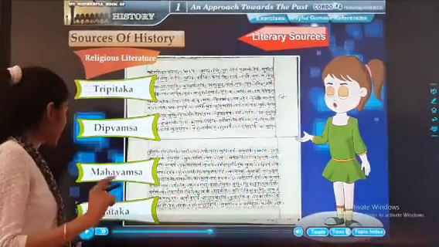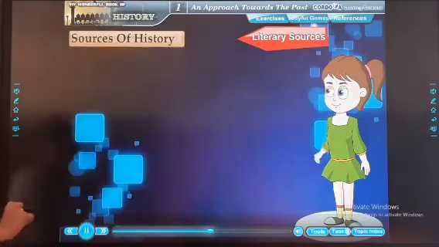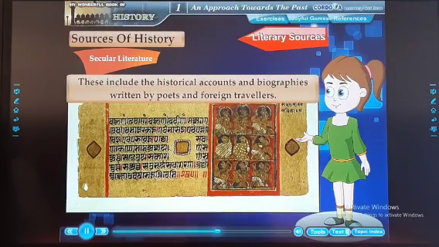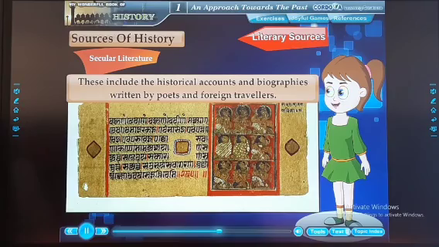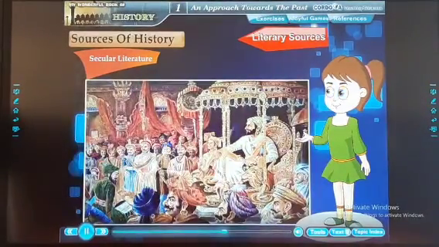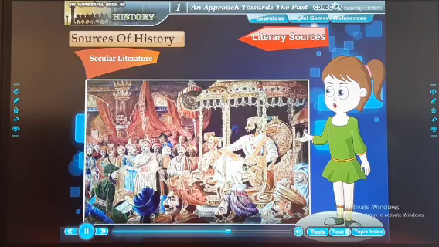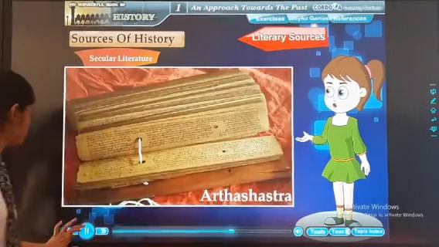Now let's look at the secular literature. Writings which are not religious are known as secular literature. These include the historical accounts and biographies written by poets and foreign travelers. They were written to record happenings, events, administrative setup, rules and declarations by the kings.